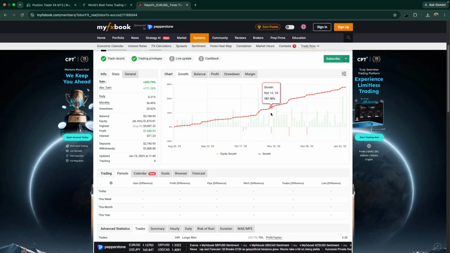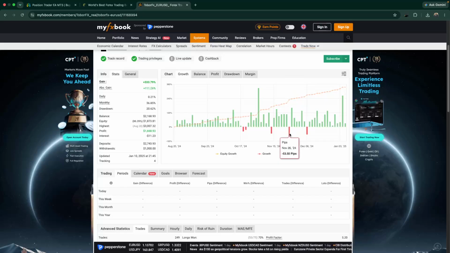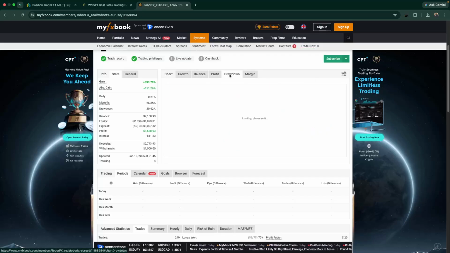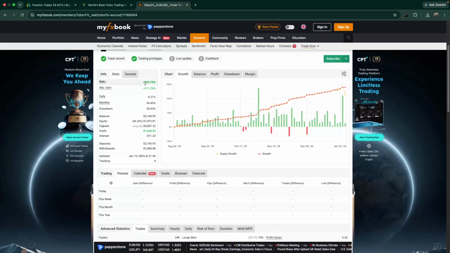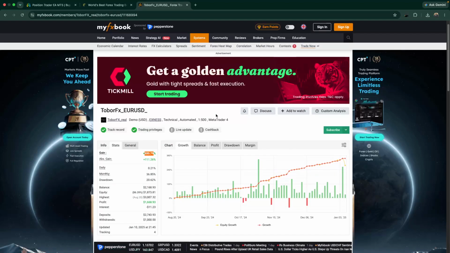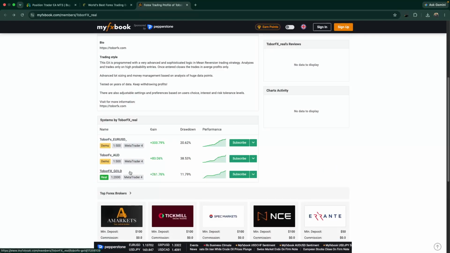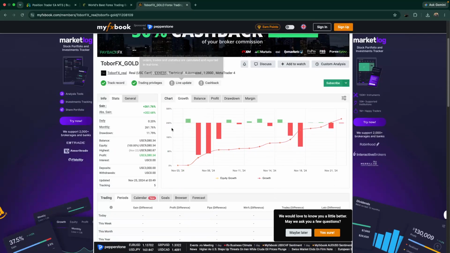They have some downtimes, we have some trades that didn't exactly go according to plan. This is how it looks overall. It's quite impressive considering the gain, which is 334%. But this is demo, so let's look at the live account. The live account is on gold. I'm looking at the gold live account.